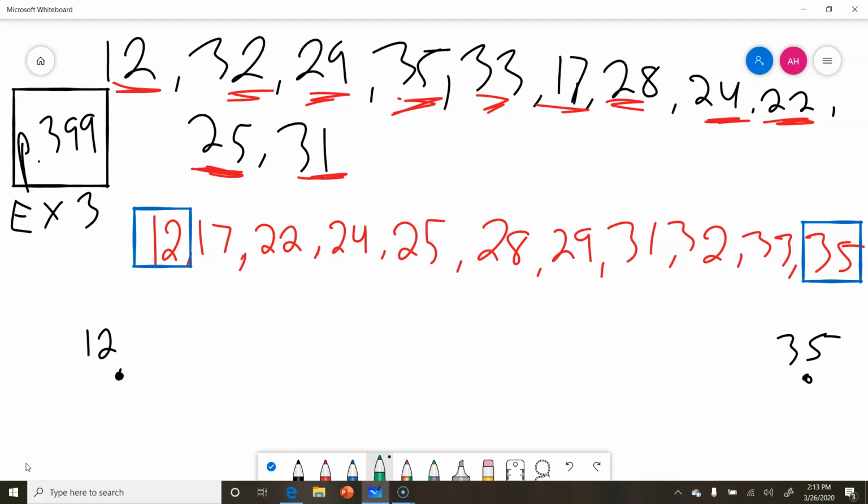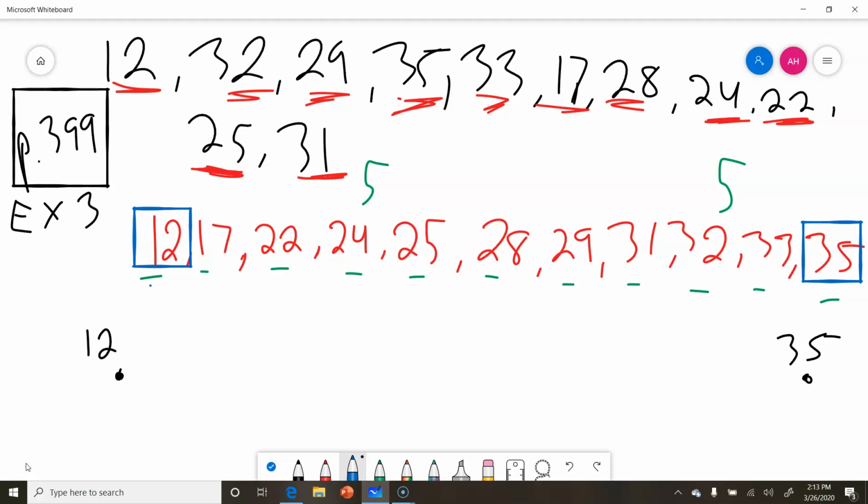We're going to go, how many numbers do we have total? We have 1, 2, 3, 4, 5, 6, 7, 8, 9, 10, 11. That means we have an odd number. So we're going to have 5 on this side, 5 on this side, and whichever one's in the middle is going to be our median.